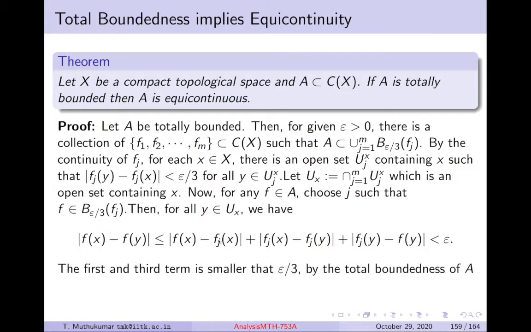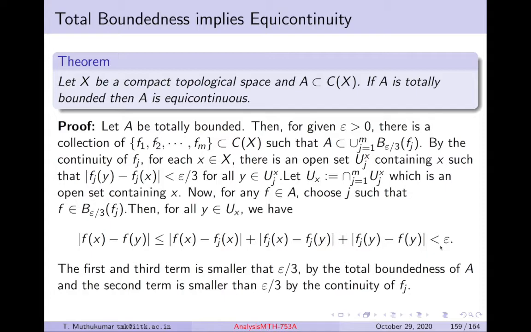So this is less than epsilon by 3, this is less than epsilon by 3 because of this condition that f is in the epsilon by 3 ball centered at fj. So this distance is less than epsilon by 3, this distance is less than epsilon by 3. And the second quantity here is by the continuity of fj, right? fj is continuous, so we have already seen this is less than epsilon by 3 here. So together this is going to give you less than epsilon.